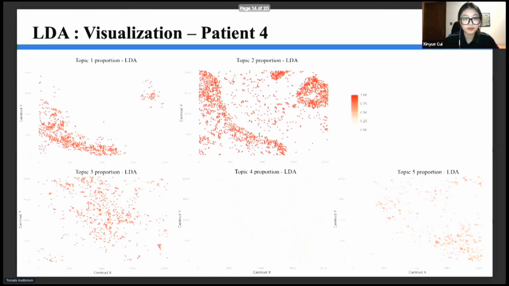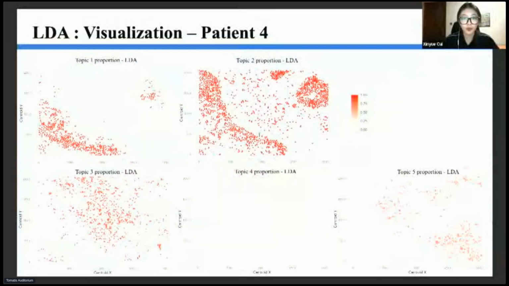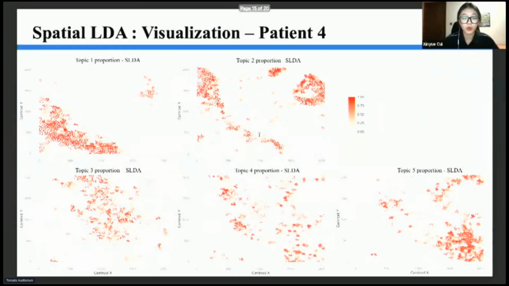Here is the topic proportion without considering the spatial proximity, and this is with considering the spatial proximity. So we can see that with the spatial proximity, we can capture the structure much better, especially in topic 4 and also in topic 3 and topic 5.